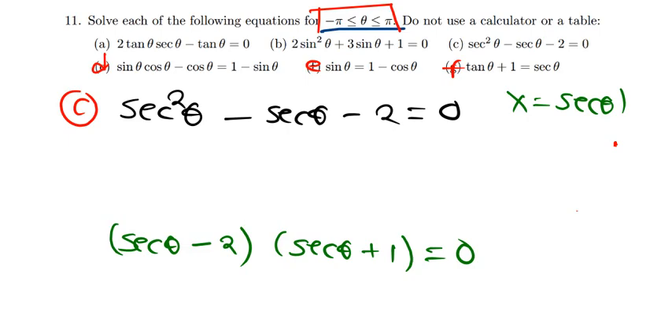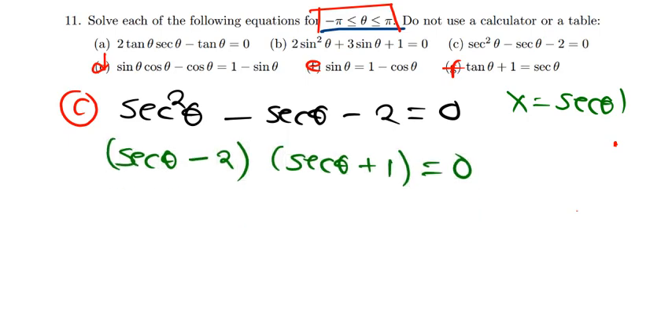So we can now solve these two equations independently. Okay, so the first one is what? Secant of theta, and then if this goes the other side, you're going to have equal to 2. The other one is secant of theta equals negative 1.